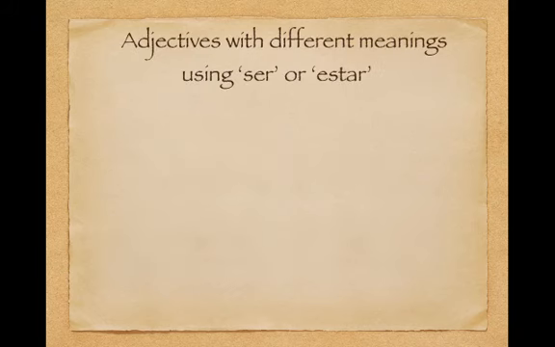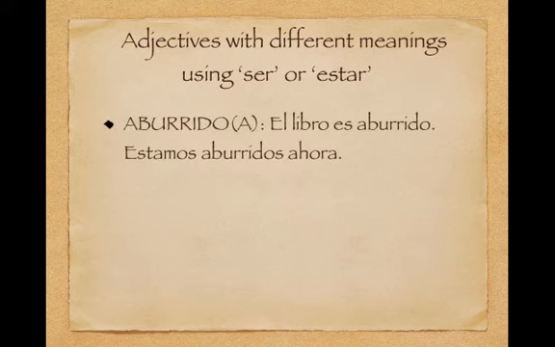There are some adjectives that have different meanings whether you use ser o estar with them. So they are correct if you use ser o estar, but they mean different things, so you need to be careful. There are 3 examples I'm putting on here. There are more in the Spanish language, but I just want to point out the 3 most significant ones. We have aburrido or aburrida. El libro es aburrido. The book is boring. That is a characteristic of that book. Estamos aburridos ahora. A temporary condition or an attitude is that we are bored right now, so we use estar with that.